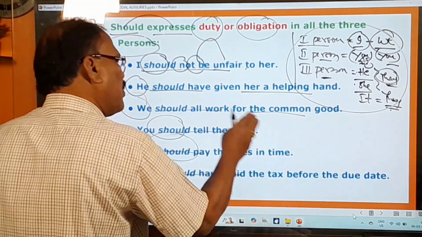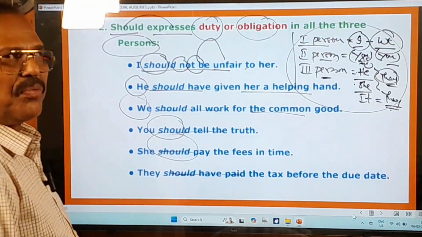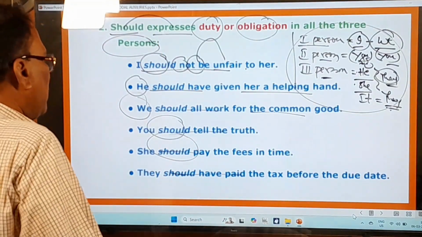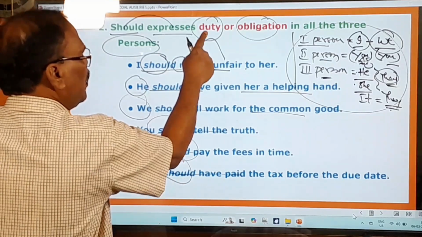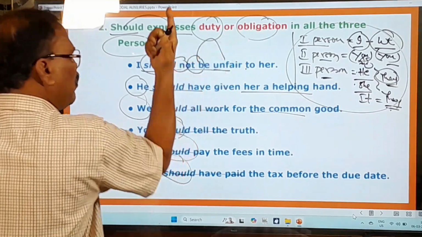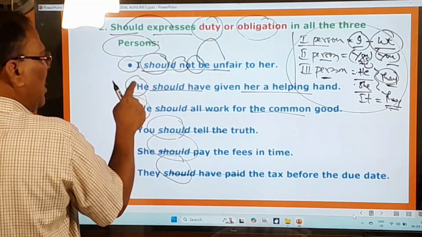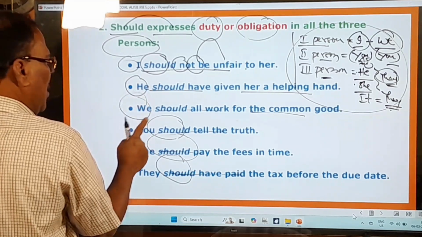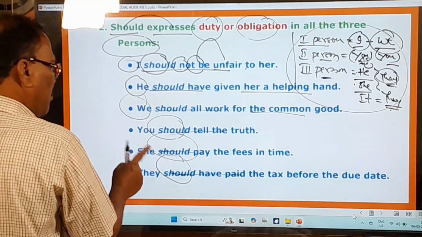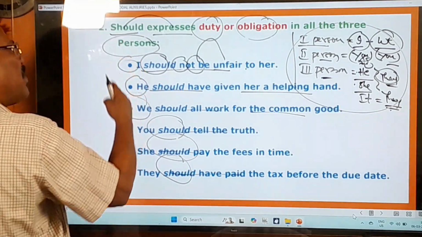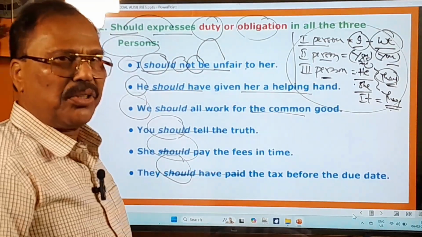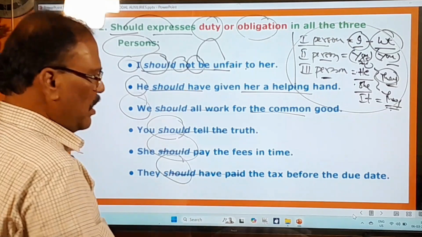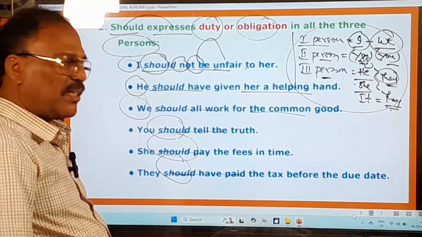వాళ్ళు చెల్లించి ఉండాల్సింది before the due date. So whatever it is, in all these examples, this should is indicating duty or obligation. In all the three persons, I first person, he third person, we first person, you second person, she third person, they third person. So with all the three persons, this should is used to indicate duty or obligation. So this point is clear. Now you move on to learn other important things.